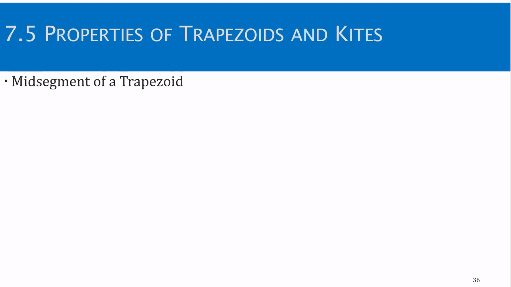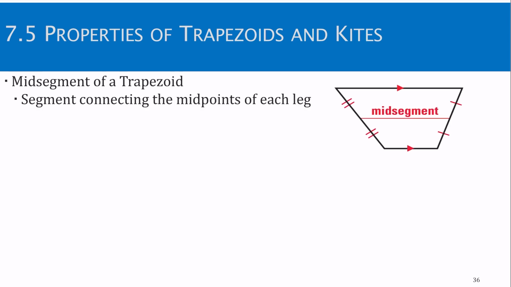Trapezoids also have another important piece called a mid-segment. We had mid-segments for triangles. So this is the mid-segment for a trapezoid. It connects the midpoints of the legs. So it connects the midpoints of each leg.